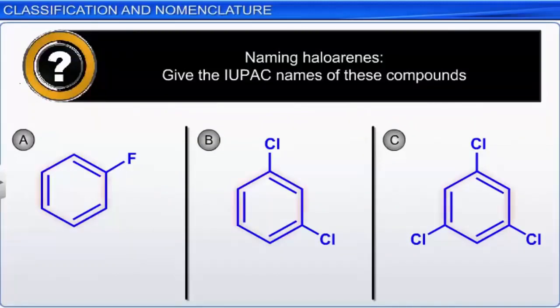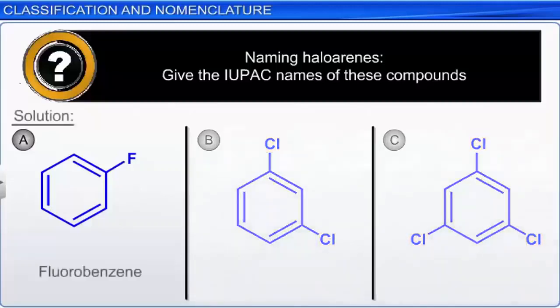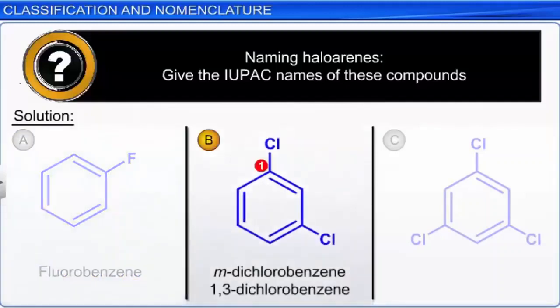The common and IUPAC name for molecule A is fluorobenzene. Molecule B is often called meta-dichlorobenzene. Its IUPAC name is 1,3-dichlorobenzene. The common name for molecule C is symmetrical trichlorobenzene, while its IUPAC name is 1,3,5-trichlorobenzene.